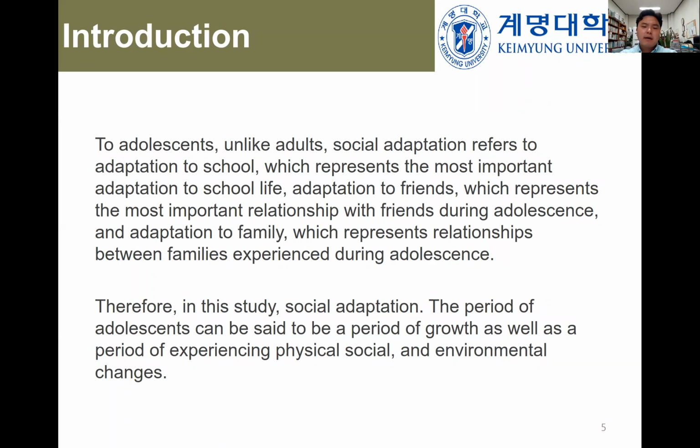For adolescents, unlike adults, social adaptation refers to adaptation to school, which represents the most important adaptation to school life; adaptation to friends, which represents the most important relationship during adolescence; and adaptation to family, which represents the relationship between families experienced during adolescence. Therefore, in this study, social adaptation is considered in this way. The period of adolescence can be said to be a period of growth, as well as a period of experiencing physical, social, and environmental changes.